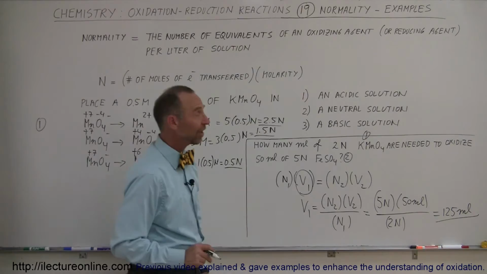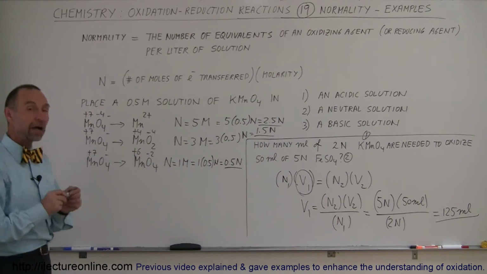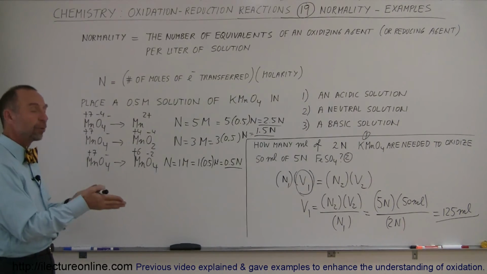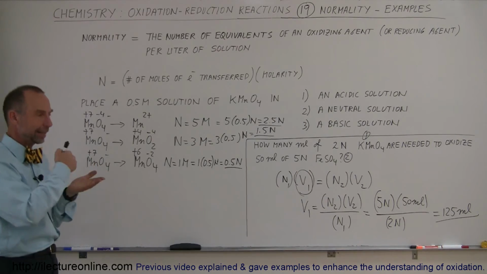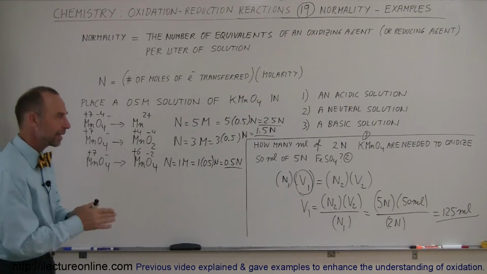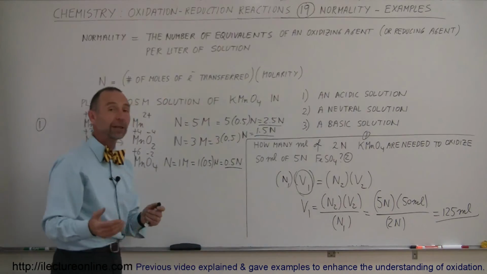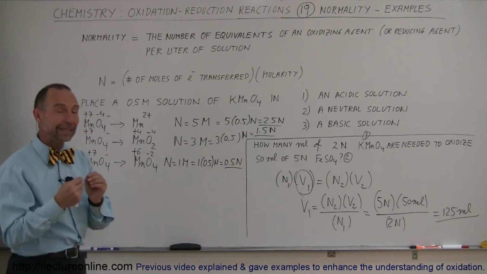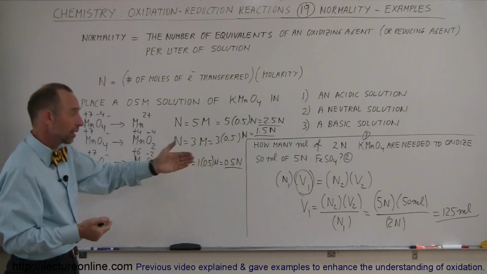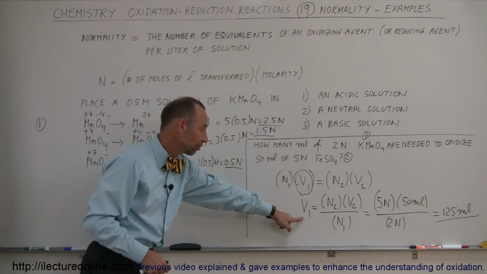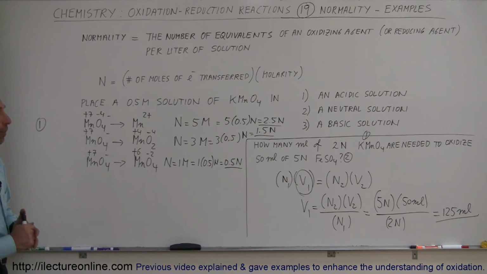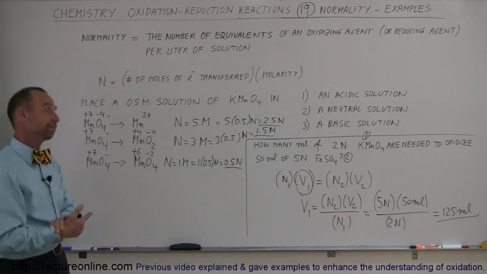So you can see that normality is actually a really handy unit when we're doing oxidation-reduction reactions, because in that case, we're already taking into account that it's not just the number of moles in the solution, but also how many electrons are being transferred per mole. That's already taken care of by writing the normality. Also, by writing the normality, you already take care of the fact that you are placing it in a particular solution. So all you have to do is come up with that simple equation, find what your unknown is, solve for the unknown, plug in the numbers, and there you have the number of milliliters of potassium permanganate solution you need to oxidize 50 milliliters of 5 normality iron sulfate. And that's how you do that.